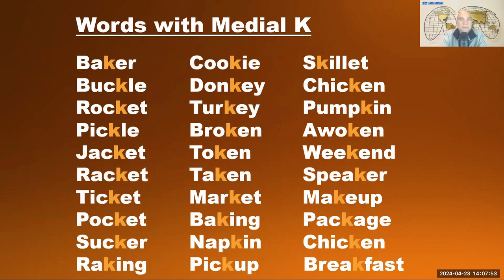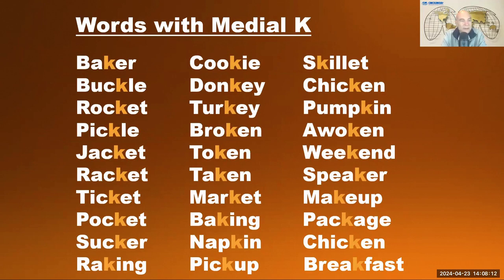Medial K means that the K is in the middle or close to the middle. Okay, so here we go. Baker. The baker had a belt with a buckle.